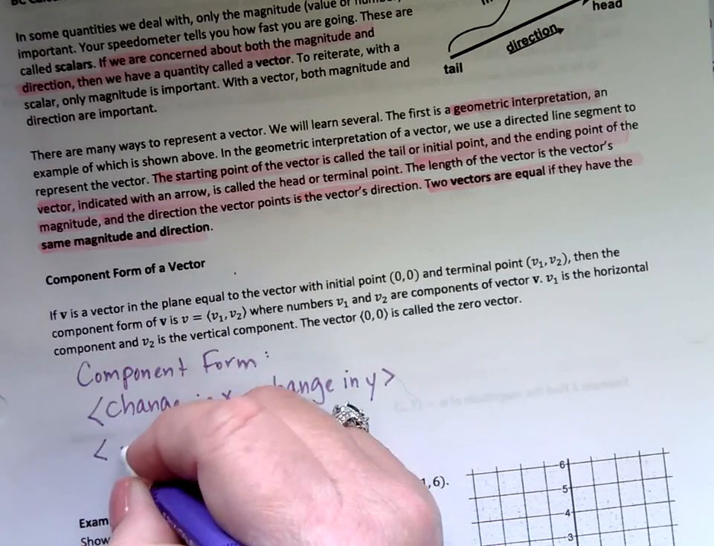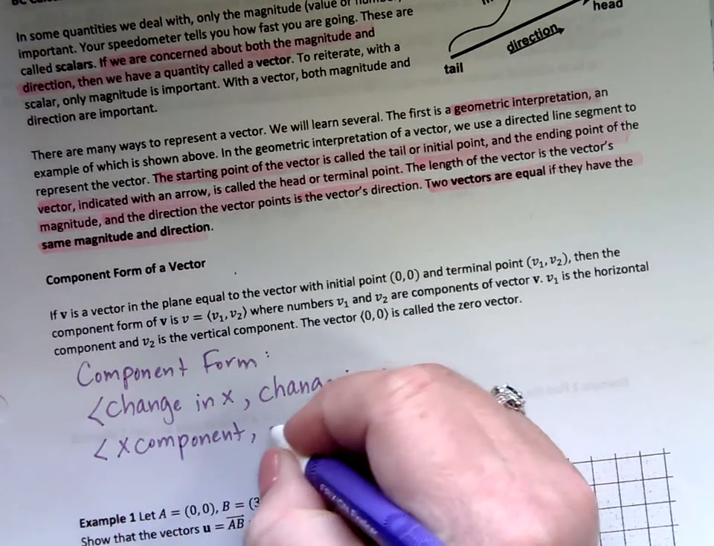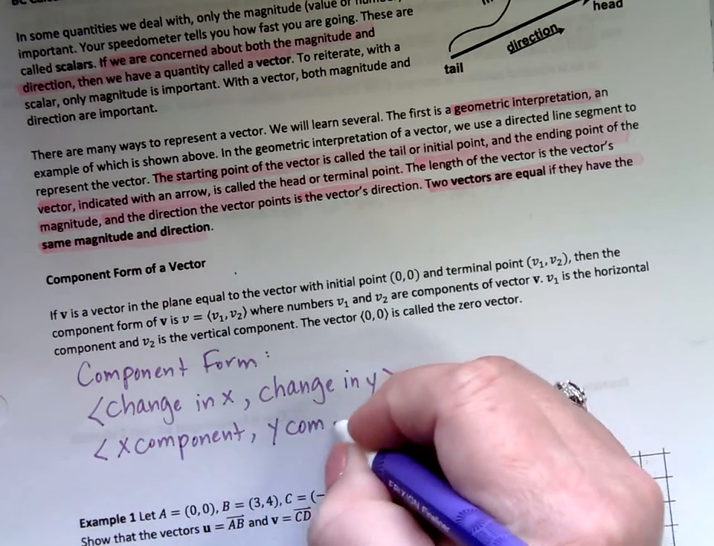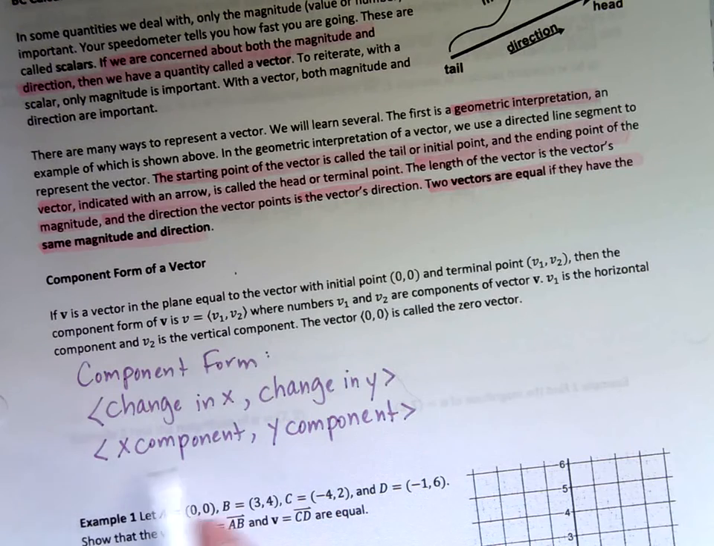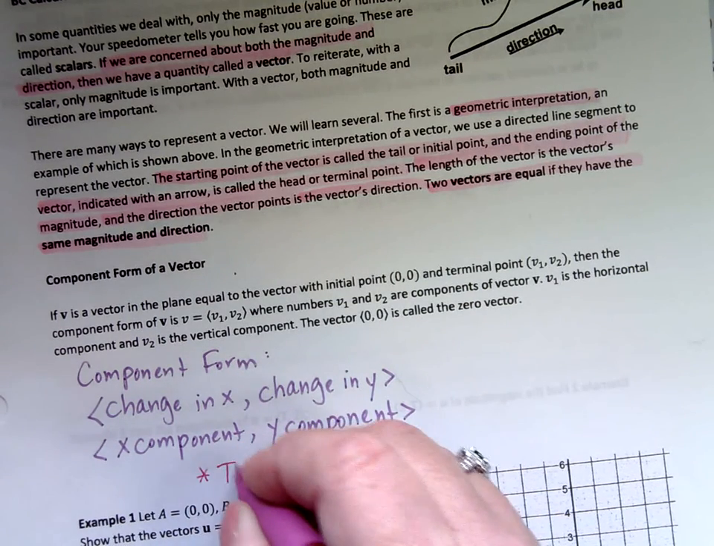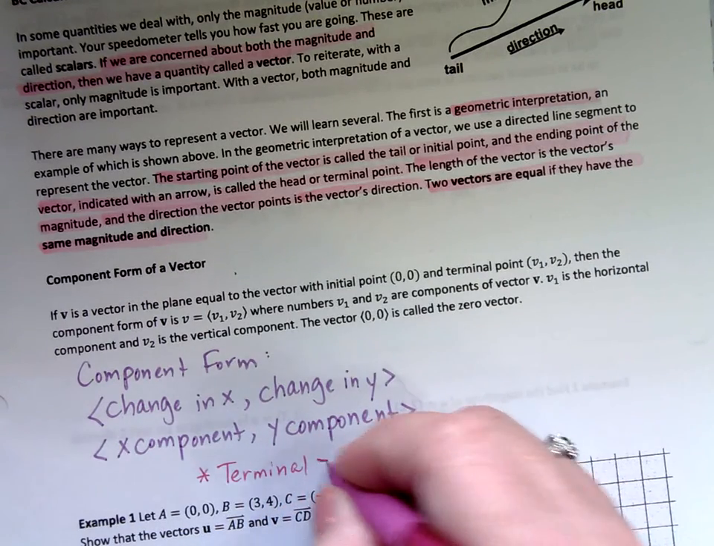The first guy is considered your x component. The second guy is considered your y component. I think they use the words horizontal and vertical. The horizontal component, all right, you're moving in an x direction. The y component would be the same thing as your vertical component, moving in a y direction vertically. And the way that you calculate these, this is really important, is you take whatever the terminal point is, the terminal vector, and you subtract away the initial vector.